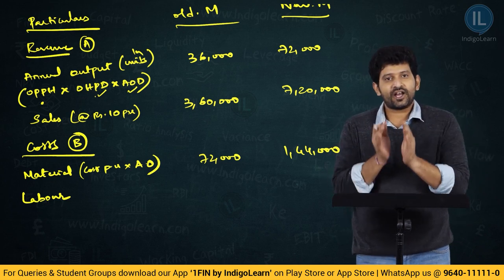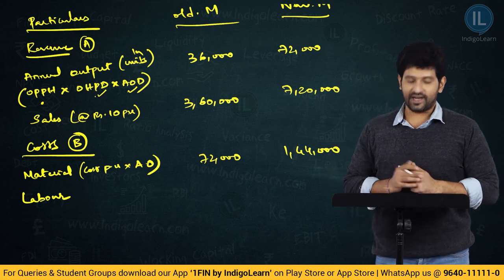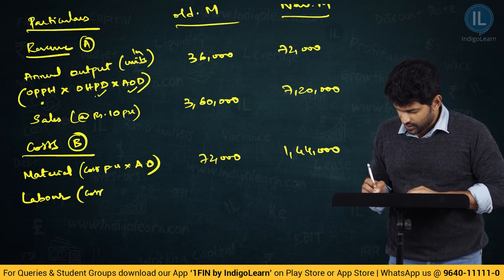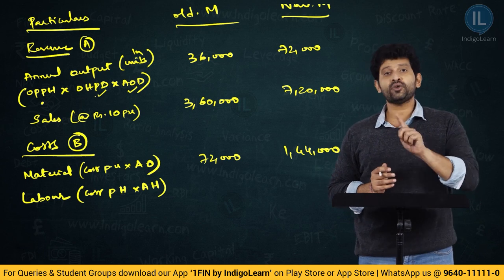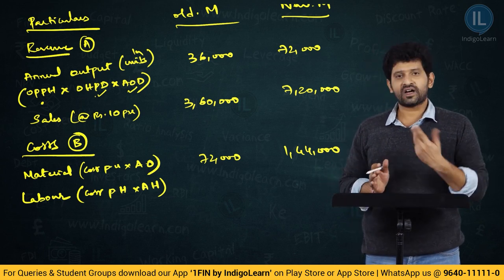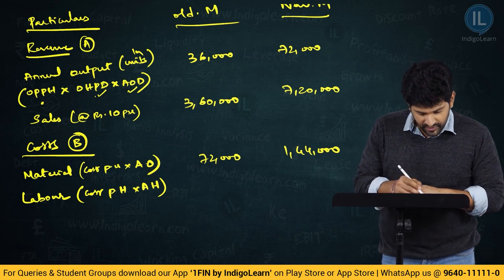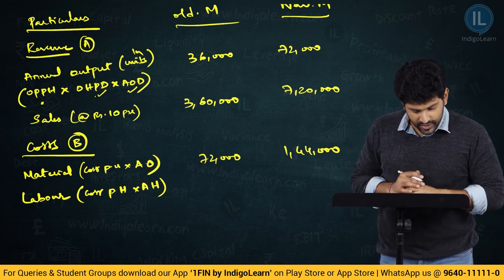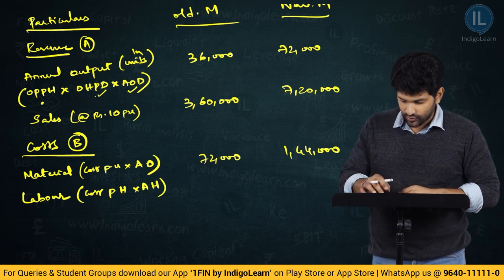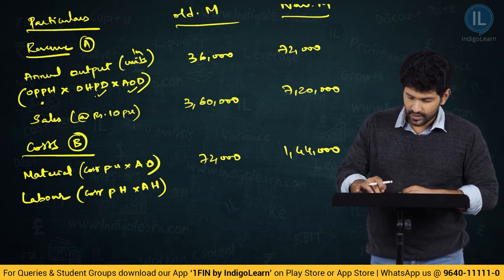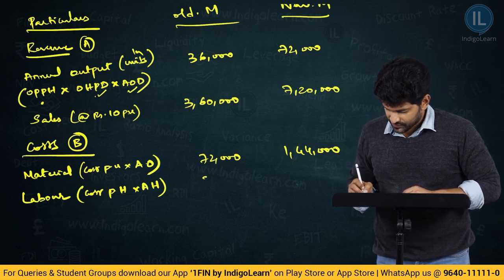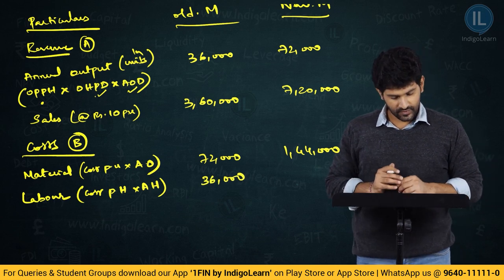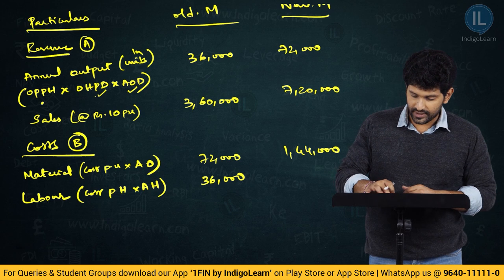So, 1800 hours is the annual operating hours into labor cost per hour. Therefore, what is labor? Cost per hour into annual operating hours. In case of material, it was cost per unit into annual output. Here, cost per hour into annual hours. Cost per hour is 20 and annual is 1800, we know that? Yes. Therefore, 20 into 1800 is 36,000. Then, 30 into 1800.